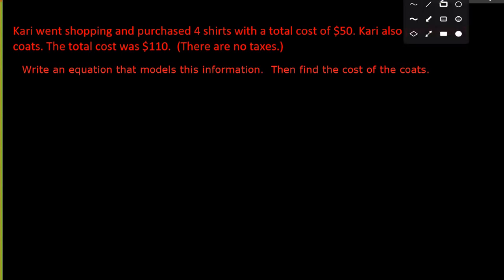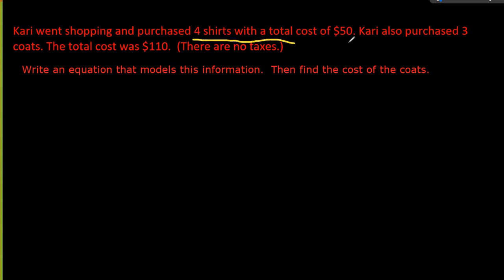So Carrie went shopping, and she purchased 4 shirts that had a total cost of $50. And then Carrie also purchased 3 coats. The total cost was $110. There's no tax involved. So we're going to write an equation that models this information, and then we're going to find the cost of the coats. It might be kind of deceptive at first because we see maybe an extra variable in there that's not really a variable at all.